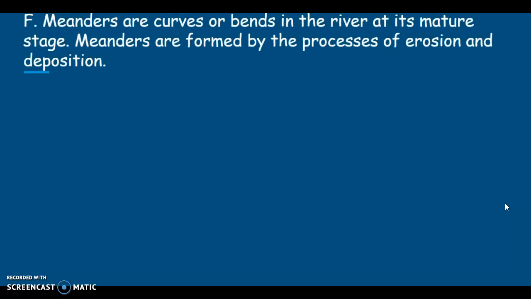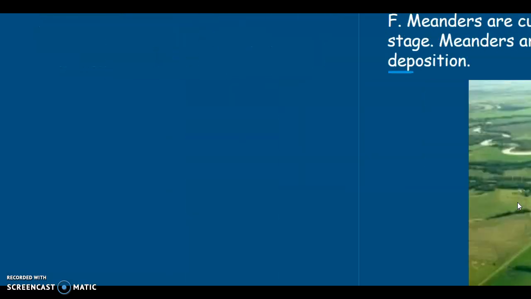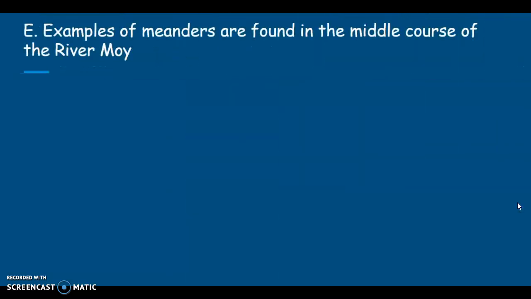Okay, so now if you get your copies out, we're going to do our FEED. So feature, example, explanation, and diagram. So our feature: meanders are curves or bends in the river at its mature stage. Meanders are formed by the processes of erosion and deposition. So those are our meanders. E for example. Examples of meanders are found in the middle course of the River Moy.